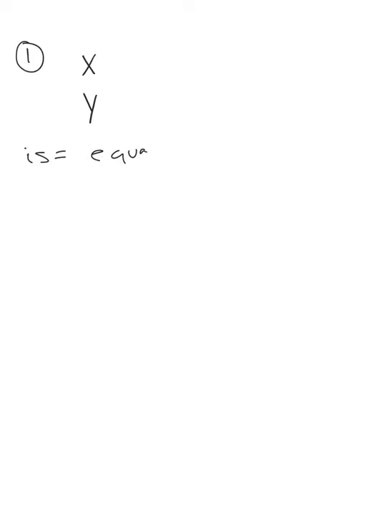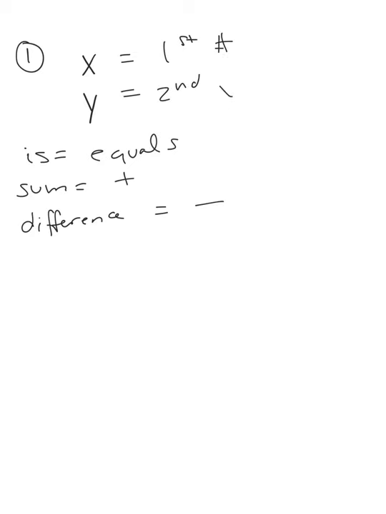Equals. What does sum mean in math? Addition. What does difference mean? Subtraction. So we can say x is our first number and y is our second number. x plus y equals 14. What's the other equation going to be? x minus y equals 2.